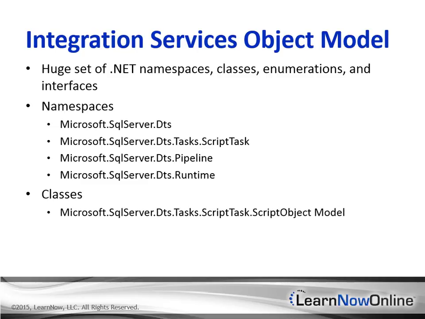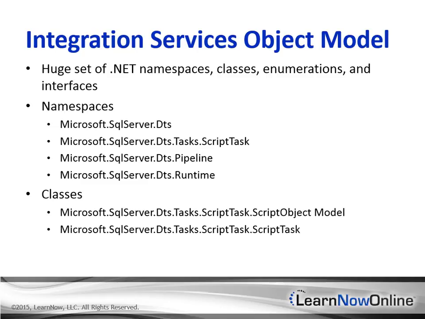And the first one is Microsoft.SQLServer.DTS.Tasks.ScriptTask.ScriptObjectModel. This provides programmatic access to objects defined within the package. So when you create a script task, you have access to the class through the global Dts object, which is an instance of the ScriptObjectModel class that is automatically available in each script task. So this is how you get access to other objects within the package.